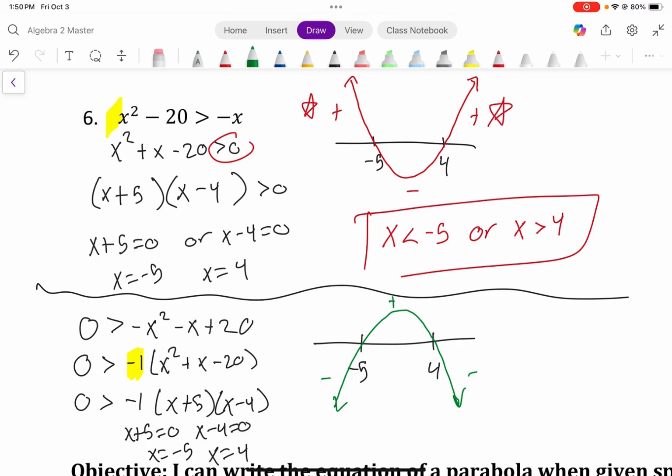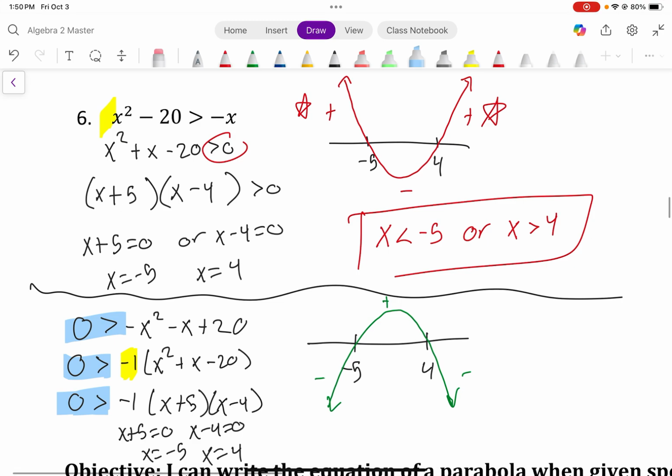Well, this is going to be a negative, a positive, and a negative. This symbol says greater than, all right? But it's 0 is greater than all of the stuff I'm working with, which means the stuff I'm working with has to be less than 0. You need to be able to visually or mentally turn these things around in your head. It's asking for what numbers is 0 greater than. 0 is greater than the negative numbers, so I'm still going to get x is less than negative 5, or x is greater than 4.